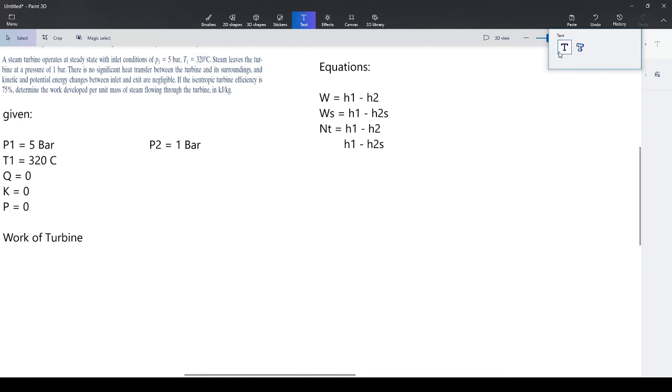Now let's start with getting some things that we need to know. So we're going to start here. State 1.